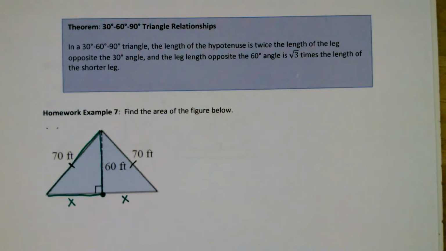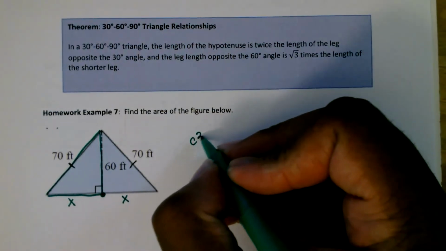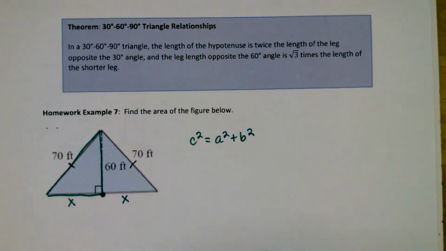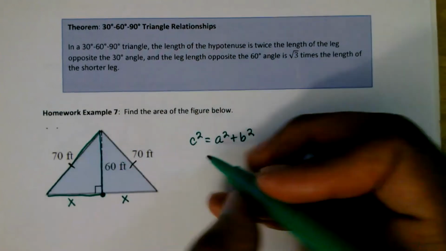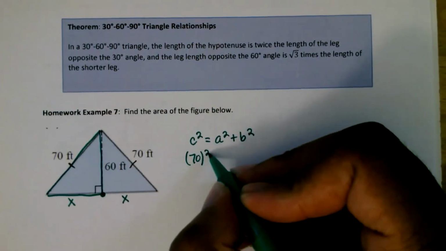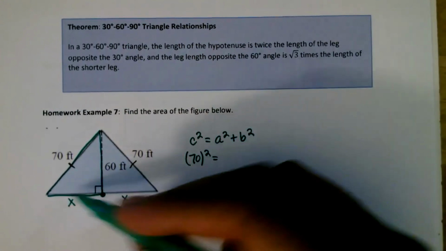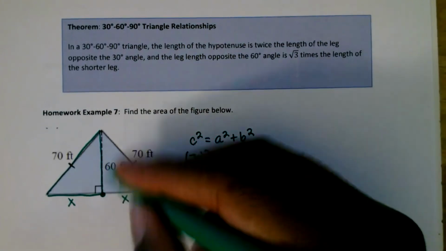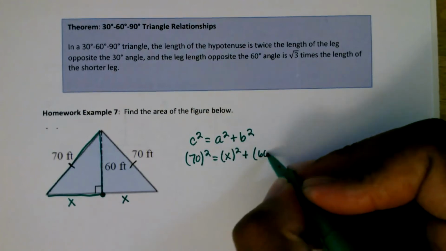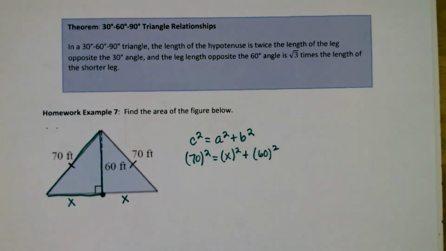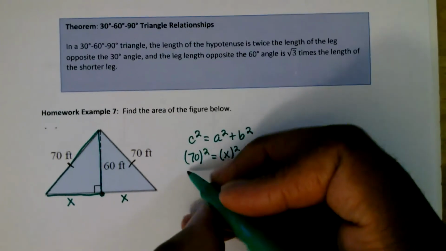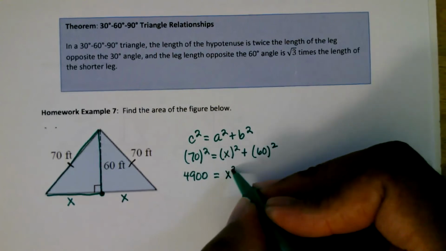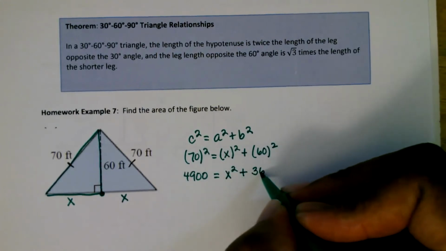So let's go ahead and use the Pythagorean theorem. Just to be on the safe side, c squared is equal to a squared plus b squared. Your c is your hypotenuse, that's 70, and that's squared, equals, I'm going to let a be the x, so that'd be x squared, plus this side here is 60, and that's squared. Now 70 squared would be 4,900. That's equal to x squared, plus 60 squared is 3,600.